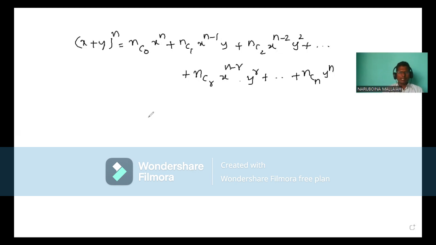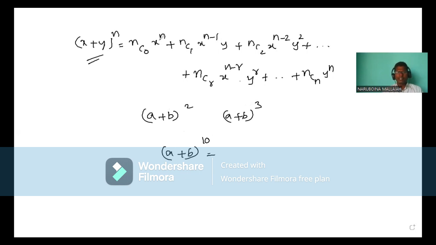In your earlier classes, you are familiar with (a plus b) whole square and (a plus b) whole cube. You can expand using formulae. When the powers are more than 3, that means 10, 15, 20, it is very difficult. So if we use this theorem, this technique, you can expand when the powers are very large.